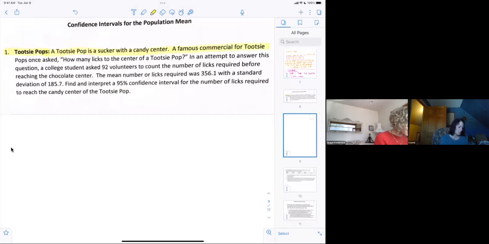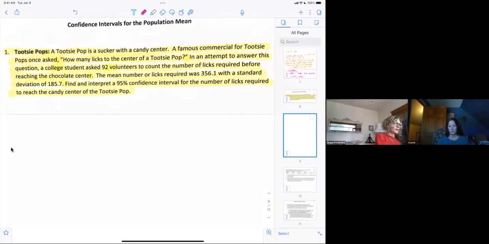A famous commercial for the Tootsie Pops once asked, how many licks to the center of the Tootsie Pop? In an attempt to answer this question, a college student asked 19 volunteers to count the number of licks required before reaching the chocolate center. The mean number of licks required was 356.1 with a standard deviation of 185.7. Find and interpret a 95% confidence interval for the number of licks required to reach the candy center of the Tootsie Pop. Okay, so we read the whole problem.